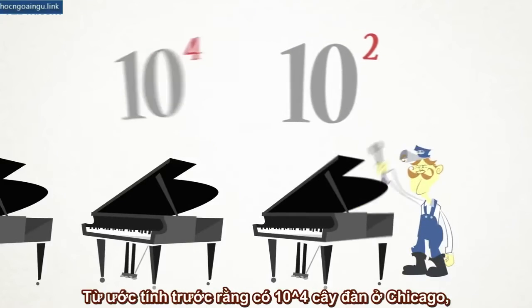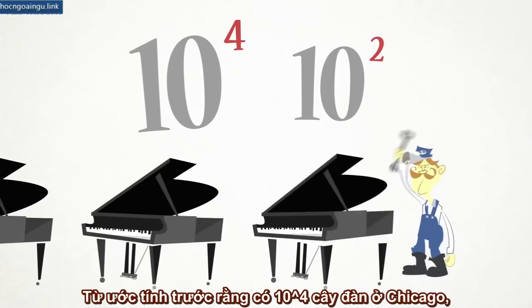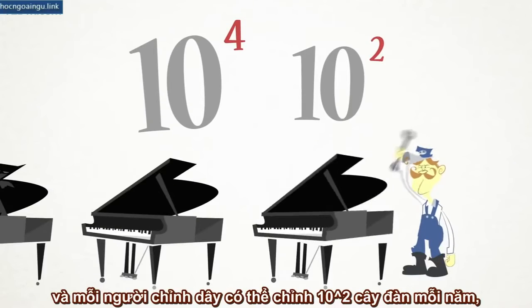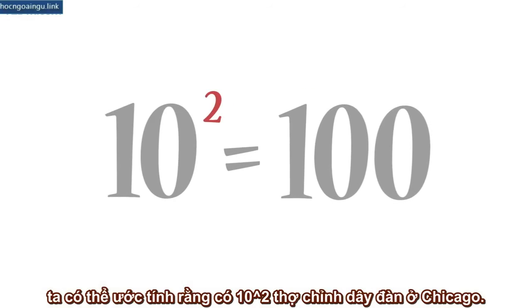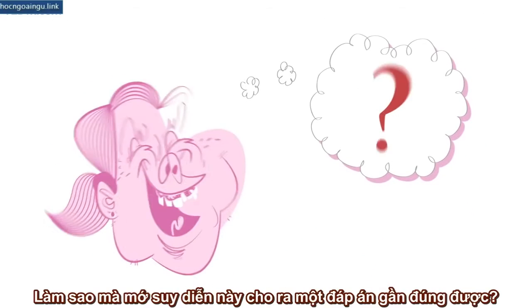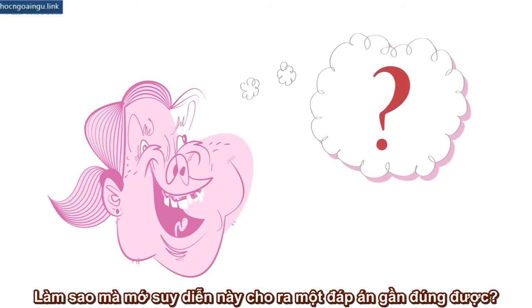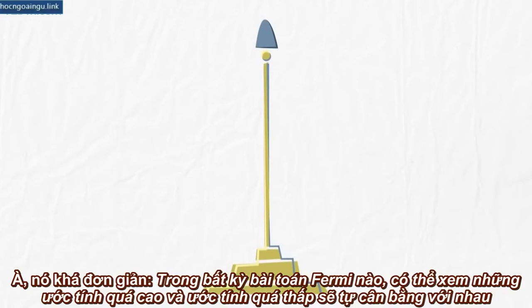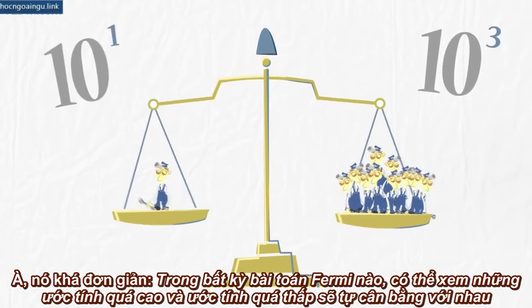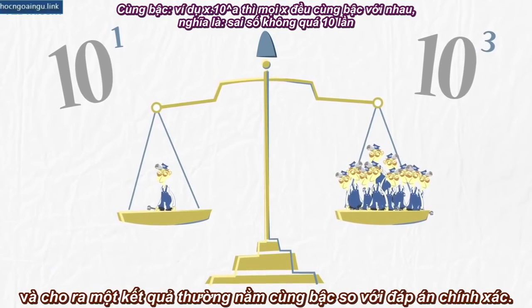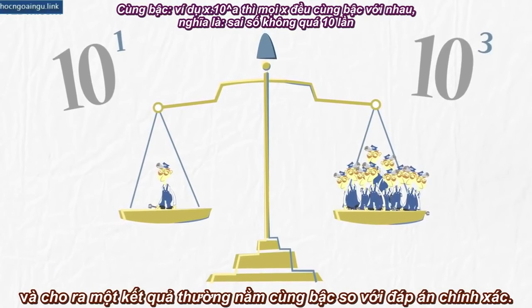Given our previous estimate of 10 to the 4th pianos in Chicago, and the estimate that each piano tuner can tune 10 to the 2nd pianos each year, we can say that there are approximately 10 to the 2nd piano tuners in Chicago. Now I know what you must be thinking. How can all of these estimates produce a reasonable answer? Well, it's rather simple. In any Fermi problem, it is assumed that the overestimates and underestimates balance each other out and produce an estimation that is usually within one order of magnitude of the actual answer.